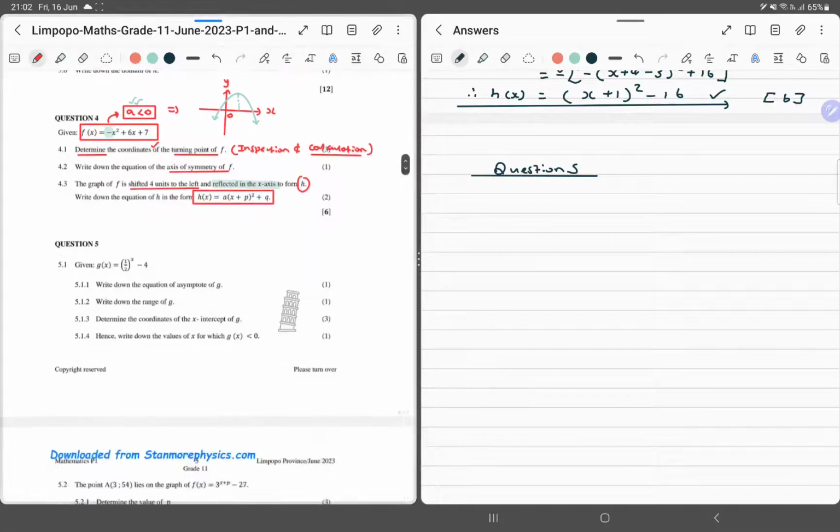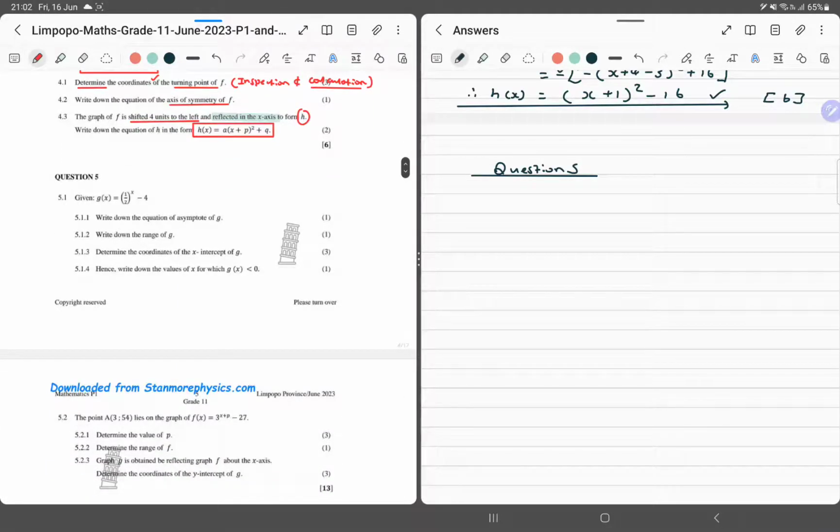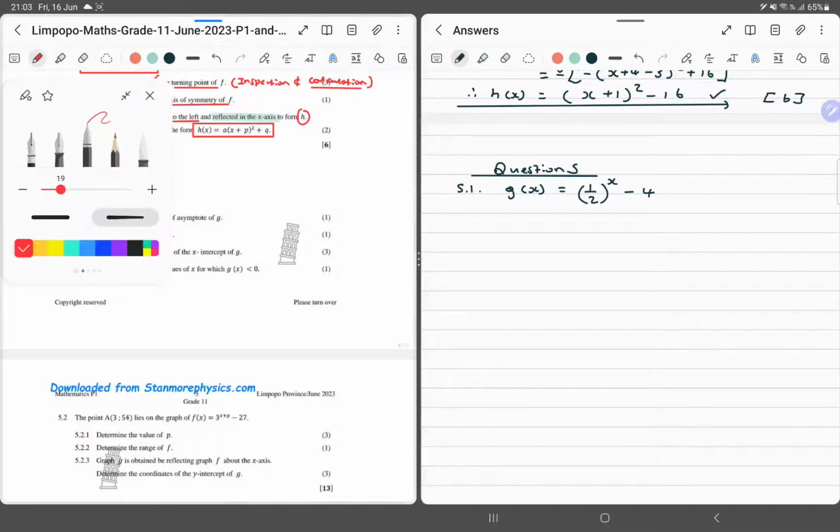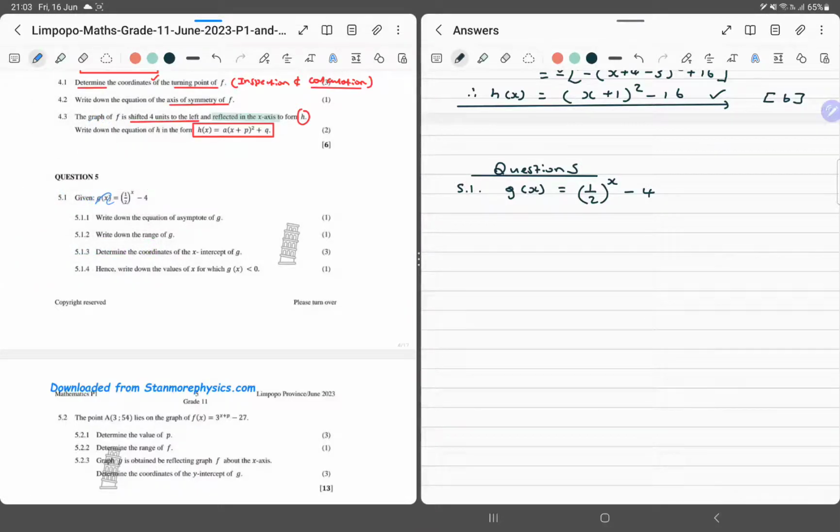Question 5 says 5.1, we are given g of x is equal to a half all raised to the exponent x minus 4. Okay, so now we need to inspect our function. Nice and easy. Now what do we know? Maybe let's just do it here. I mean, we need to do our business just right.